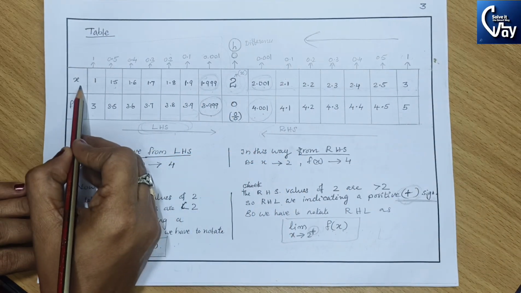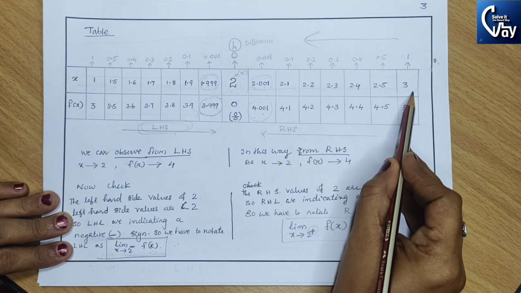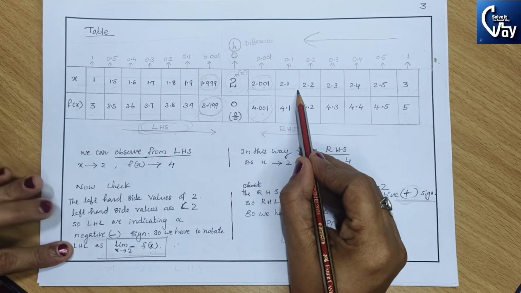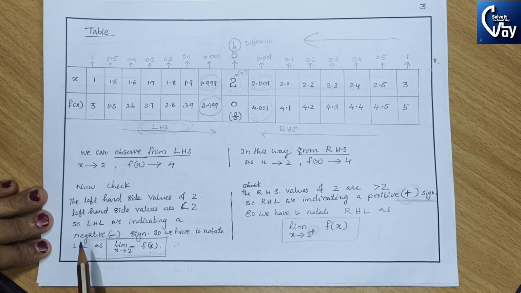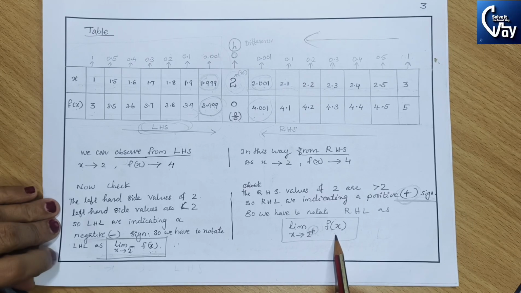These all values are less than 2, so we indicate by a negative sign. These all values are greater than 2, so we indicate by a positive sign. So the notation for left hand limit is limit x approaching 2 minus f of x, and the notation for right hand limit is limit x approaching 2 plus f of x. Is it clear?